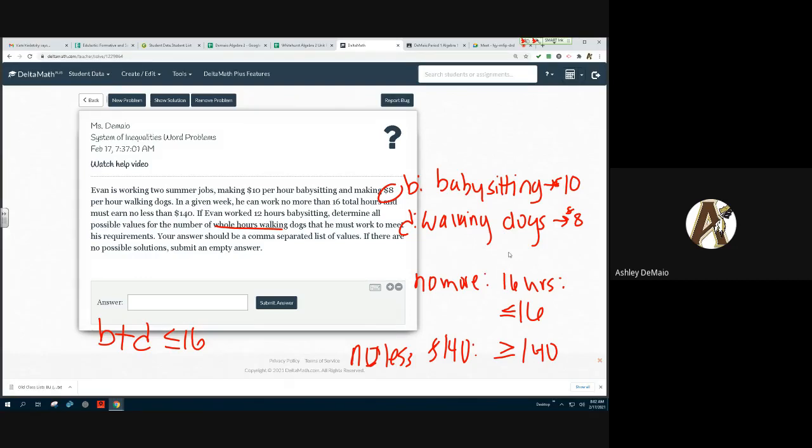And then our second inequality, I'm going to write based on the total amount of money he works. So we know that he needs to make greater than or equal to $140 because it said no less than 140 by walking dogs and babysitting. Babysitting, he makes $10 an hour, plus walking dogs, he makes $8 an hour. So all of these hours that he's working will add up to be greater than or equal to $140. So here are 2 inequalities that we're going to be using now.